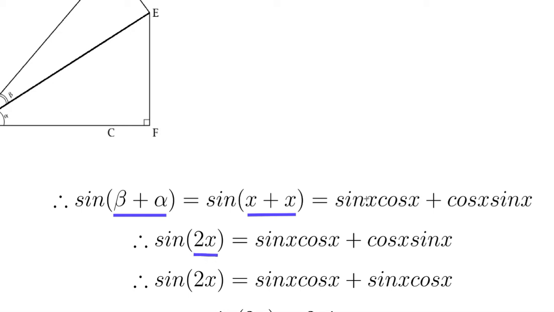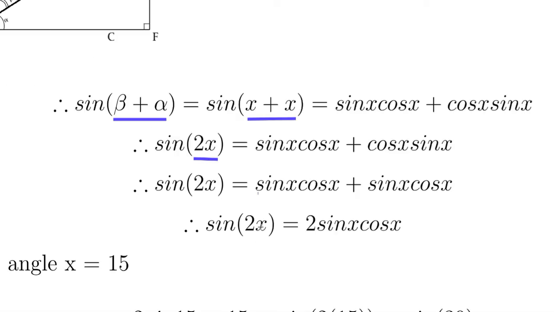There is no requirement for sine alpha cos beta, cos alpha sine beta. They're all just x's. Notice that cos x sine x is the same as sine x cos x. There's no difference between these two. That statement and that statement are the same. It's like 1 times 2 is the same as 2 times 1. Hence, I can say that this plus this is 2 of them, leaving me with sine 2x equals 2 sine x cos x.